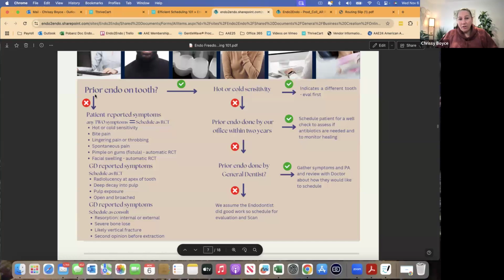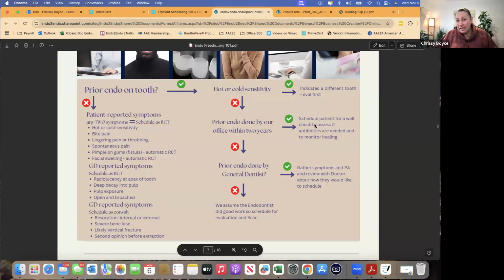When a patient calls you, you ask them, have you had a prior root canal? Yes. Then you move to the right here. Are you feeling hot and cold sensitivity? Yes. This indicates it's a different tooth, and we would probably do an evaluation first. I learned that from Erica. If they said no to hot and cold sensitivity, we move down. Was this prior root canal done by our office within the first 2 years?